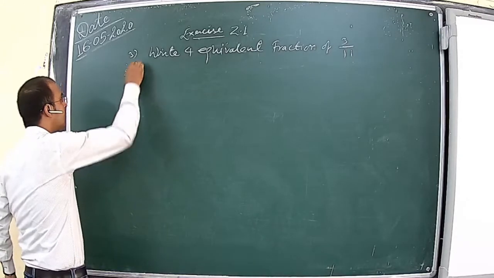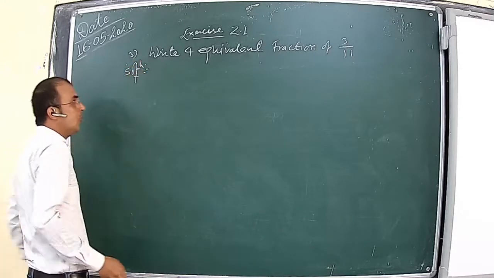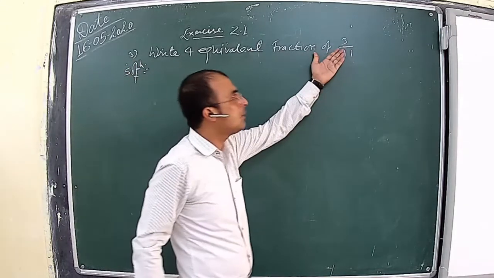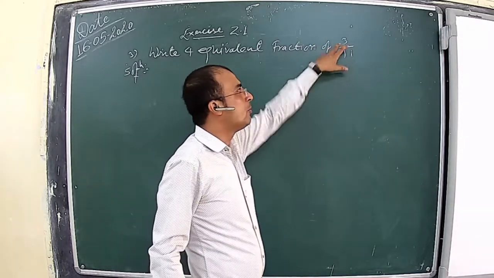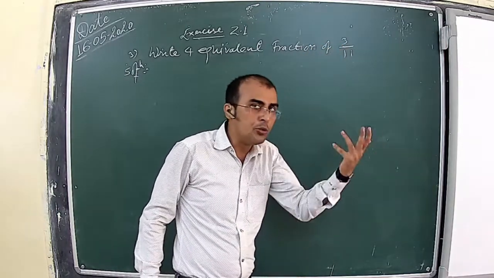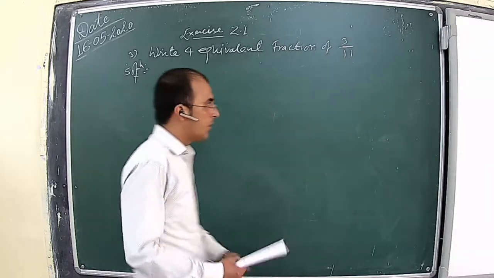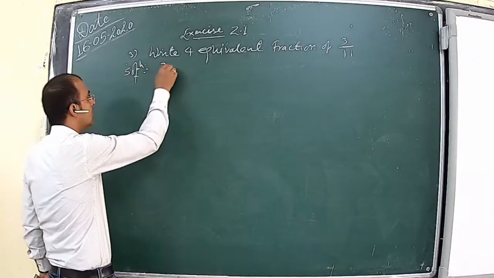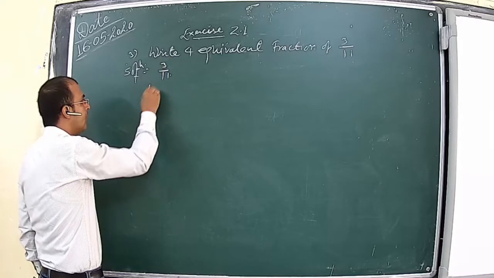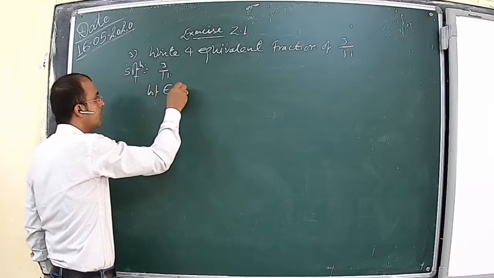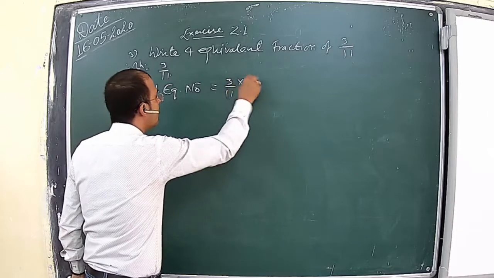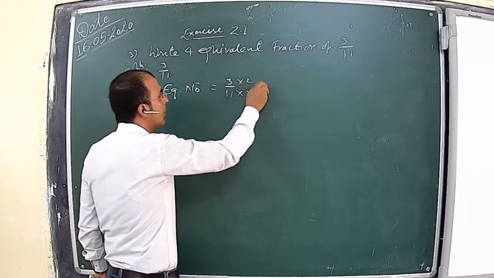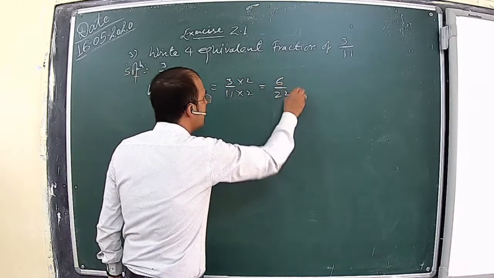You can see, you will multiply, means we can multiply by a definite number in numerator and denominator. You will get a new equivalent number. Then 3 by 11, the first equivalent number will equal 3 by 11 multiplied by 2 into multiplied by 2, 6 by 22.